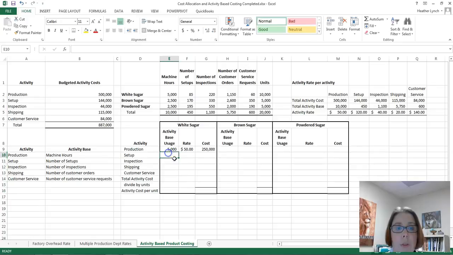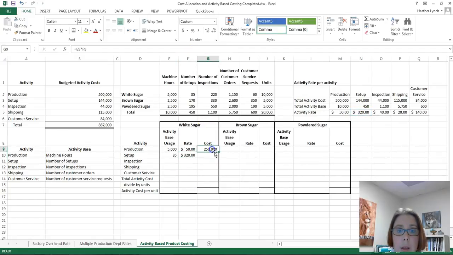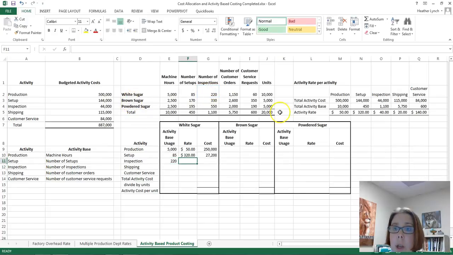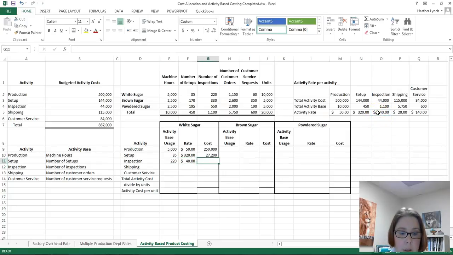Okay, so then setup. Setup was based on number of setups. So for my white sugar, I see there's 85 setups, and my rate for setup is 320. Okay, I'm going to multiply that down. Inspection, number of inspections. So for white sugar, we had 220 inspections. Our rate for inspections is $40. Take 220 times 40.